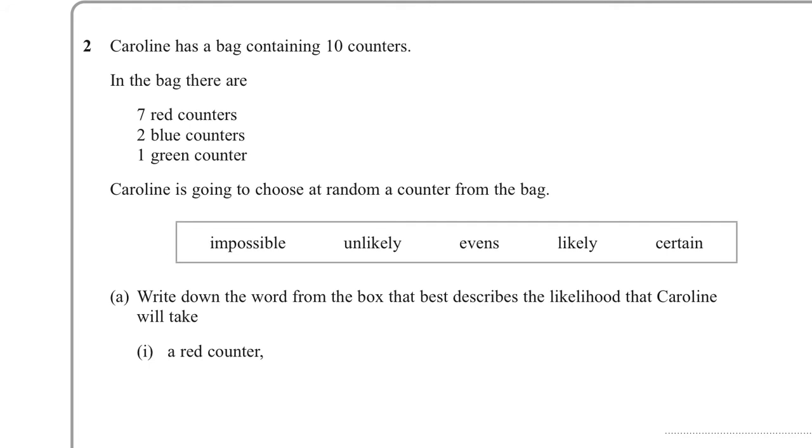Well, if we wanted to, we could even do this. We could have 1, 2, 3, 4, 5, 6, 7 red, 2 blue, and 1 green. Well, I would say it's more than even, because if this was even, there's a total of 10, there should be 5 red. It's not certain, because not all of them are red. So it's going to have to be likely. It is the most probable, and this is what we're doing, probability.